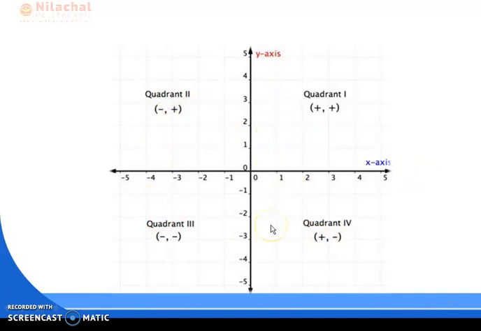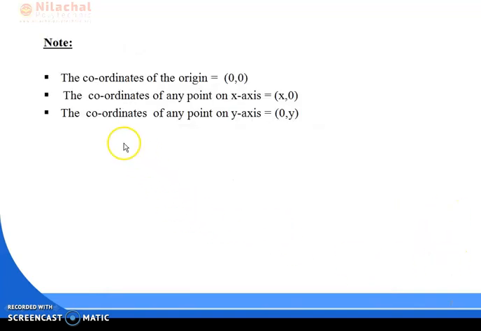Now we talk about the distance formula. Before that, some notes. The coordinates of the origin must be (0, 0): the x coordinate is 0 and the y coordinate is 0. The coordinates of any point on the x-axis must be (x, 0), which means the x coordinate may be any real number but the y coordinate must be 0. In the same way, the coordinates of any point on the y-axis must be (0, y).